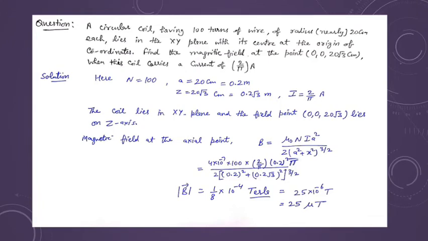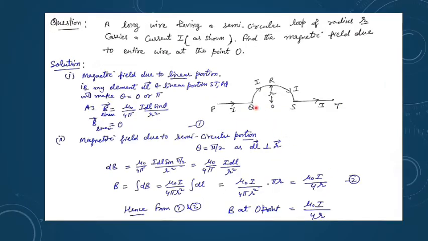More questions can be asked. This is the most popular question which you get in the CBSE exams or otherwise in the competitive exams. Question is, a long wire having a semicircular loop of radius r. Now they are mentioning the radius, they are taking r, so it means in the formula I have to change. In place of a, I will be writing r. Carries a current I as shown.